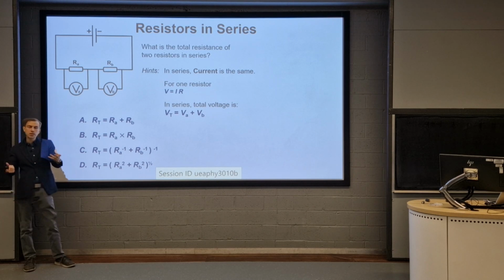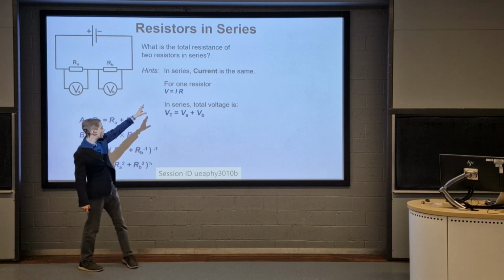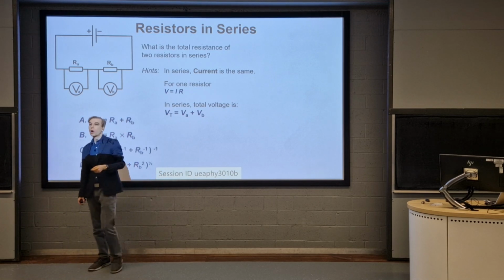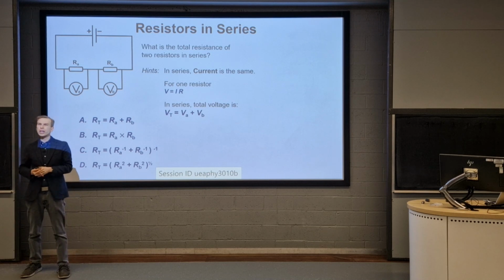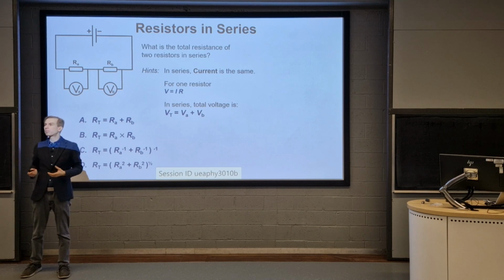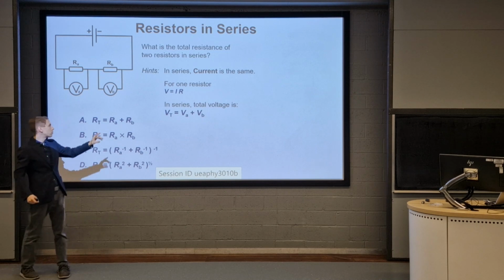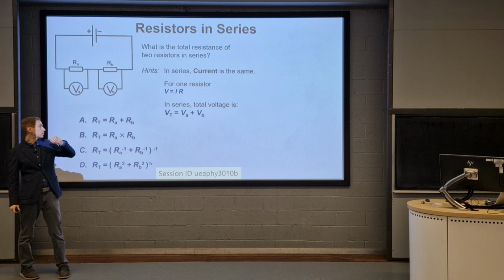Now for any resistor, we know that voltage is equal to current times resistance, from Ohm's law. And that's true when we're thinking about resistors individually, or if we're thinking about this kind of hypothetical resistor made from combining the two resistors together.